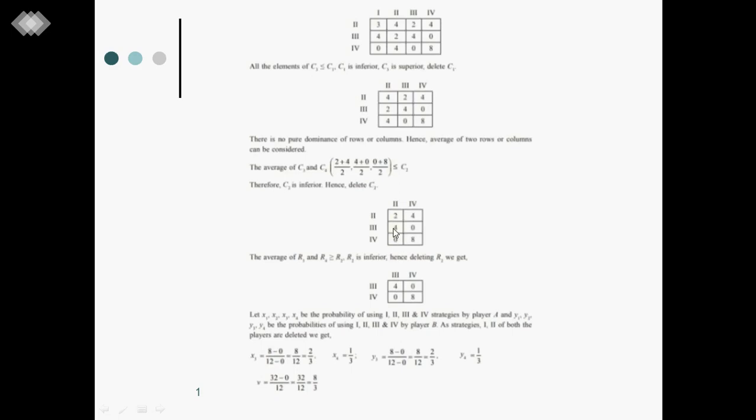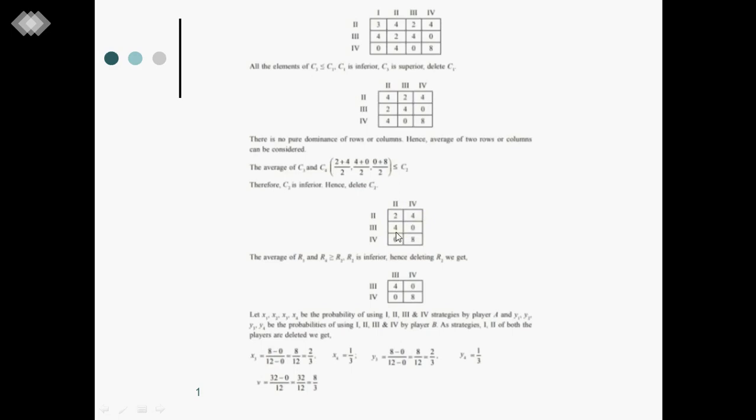If there is no pure row dominance, you have to go for the columns. Fine, so there is no pure row dominance here. You have to reduce the rows only, so you have to group 2 rows. For example, if you group these two, 4 plus 0 by 2, the average is 2. 0 plus 8 divided by 2 is 4 again. The average of these two will be the same as that of 2 and 4. So what you can say is the average of row 3 and row 4 dominates row 2.